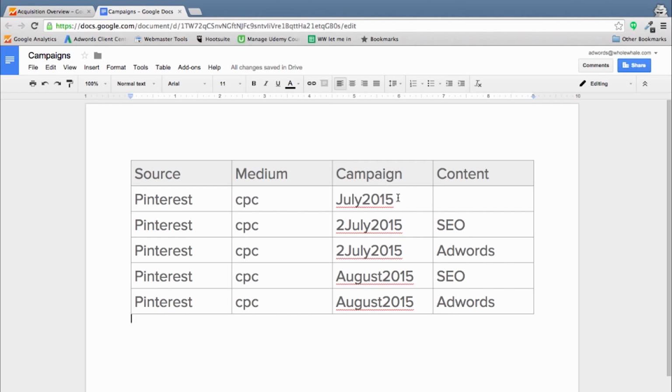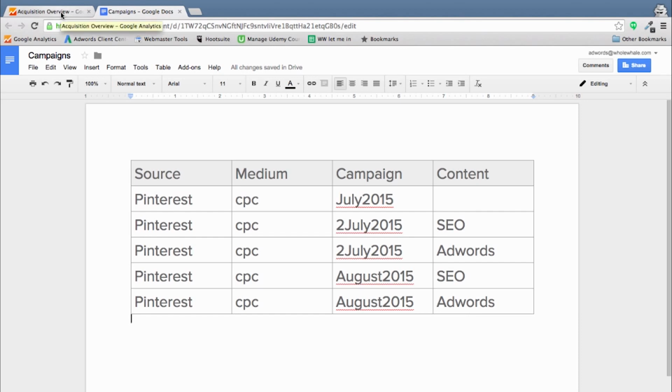We had one that we ran at the beginning of July, one that we called 2 July that we ran halfway through the month, and then another one that we ran in August. And in the second half of July and in August, we wanted to test two different types of ads against each other. One was about SEO and one was about AdWords. So that's why we used the content bucket to tag these two differently.